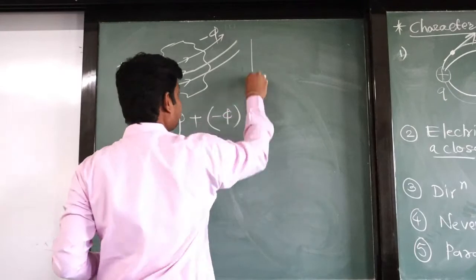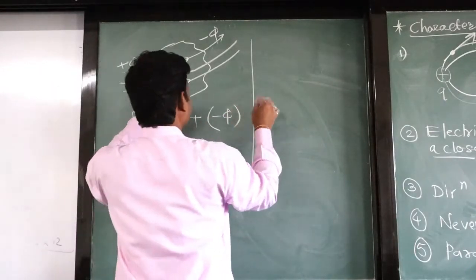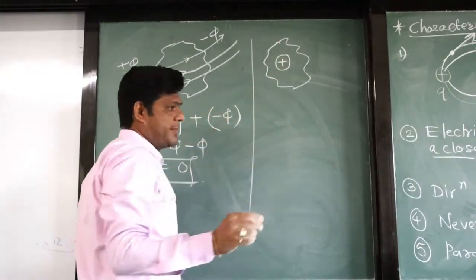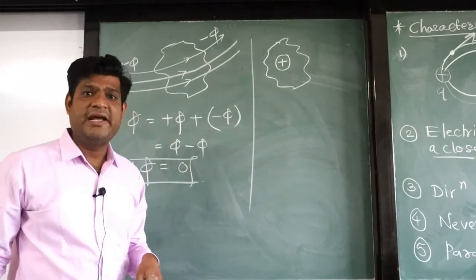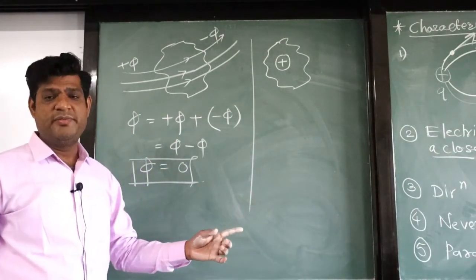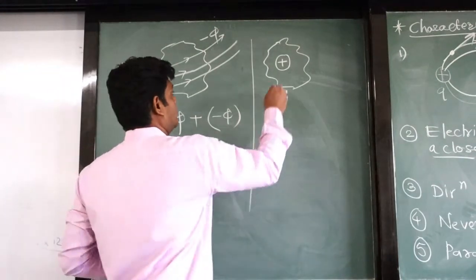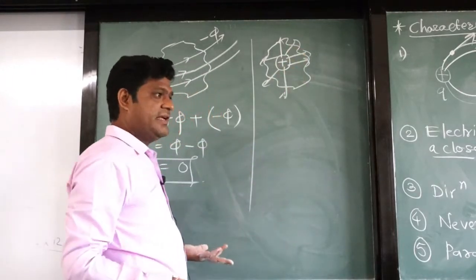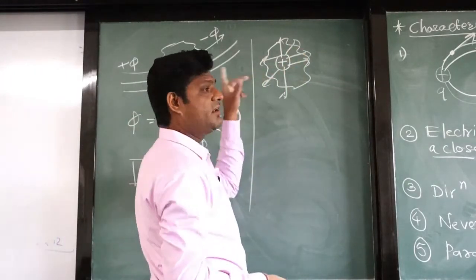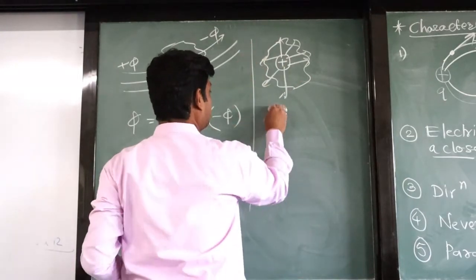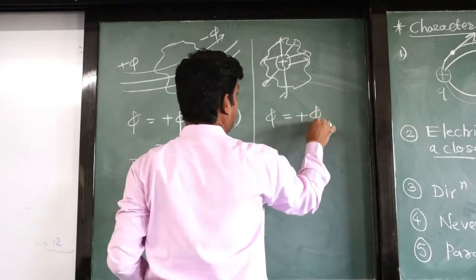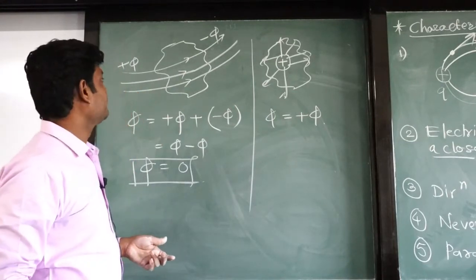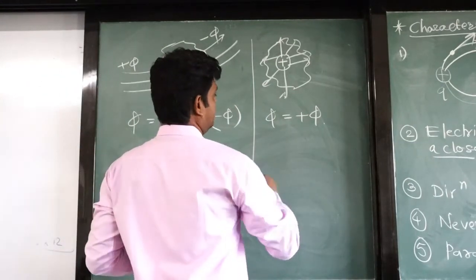Next, the case: suppose in the same closed body we have a plus q charge. We know that the electric field lines due to this plus q charge will be radially outward in all directions. So these are the electric field lines. In this case, what is the flux linked with this body? The flux leaving the body will be plus phi.